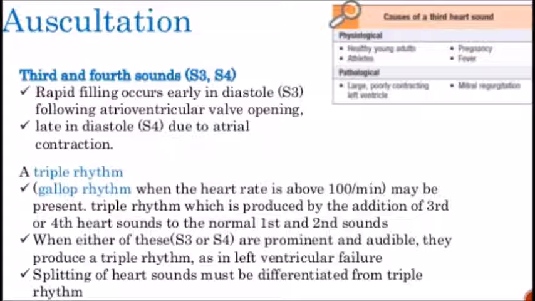Then third and fourth heart sounds are also present. S3 is due to rapid filling early in diastole, following the atrioventricular valve opening. S4 occurs late in diastole, due to the atrial contraction.